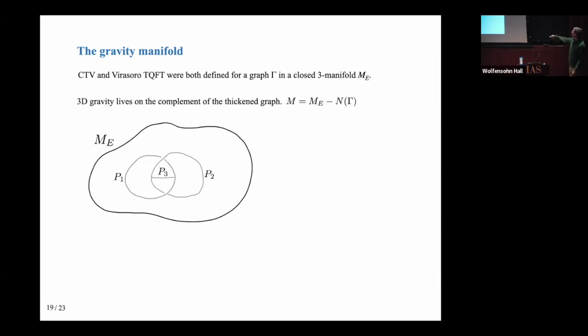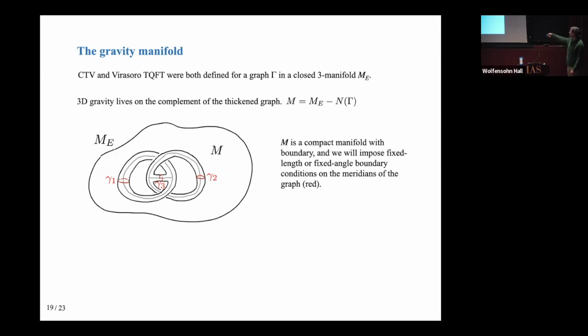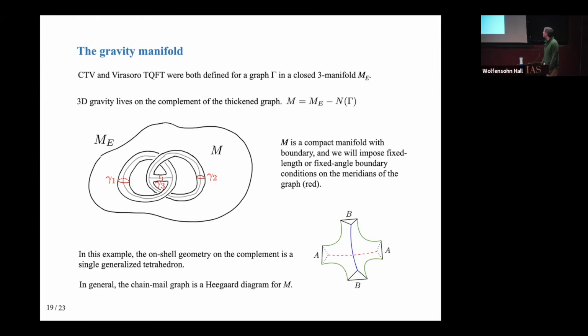This is the embedding, and we took one of the examples we looked at earlier. The first thing we want to do is thicken out the graph, and gravity lives on the complement M. Now, M is a compact manifold with boundary, and we impose fixed length or fixed angle boundary conditions on the meridians of the graph, which are the loops in red. In this example, you can find the on-shell geometry on the complement, which is a single generalized tetrahedron that looks like that.